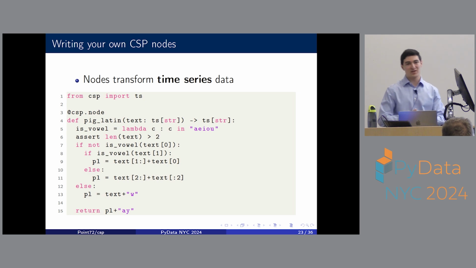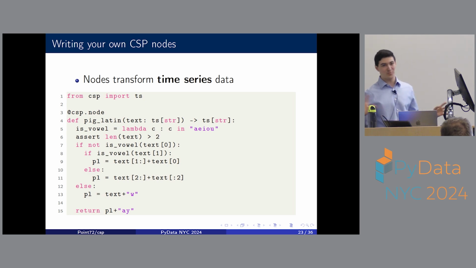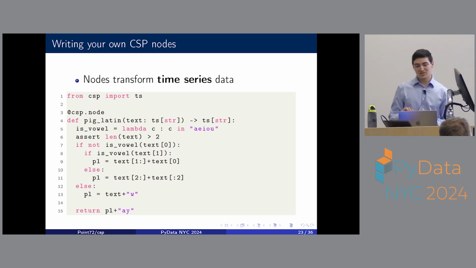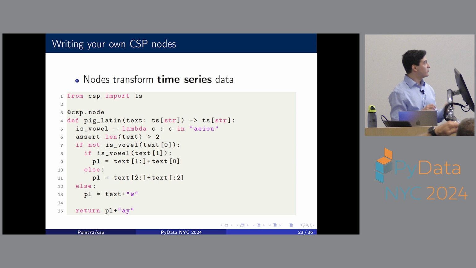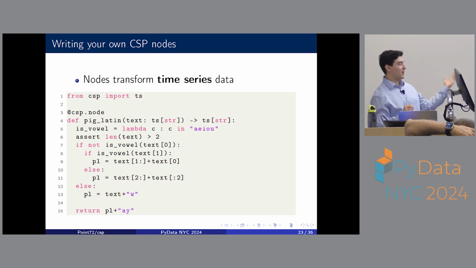Nodes themselves are functions, just like any other Python function, that transform time series data. Time series data is essentially a basic data type in CSP. You have typed time series, which are typed streams of values. And to create a CSP node, all you do is essentially create a Python function.